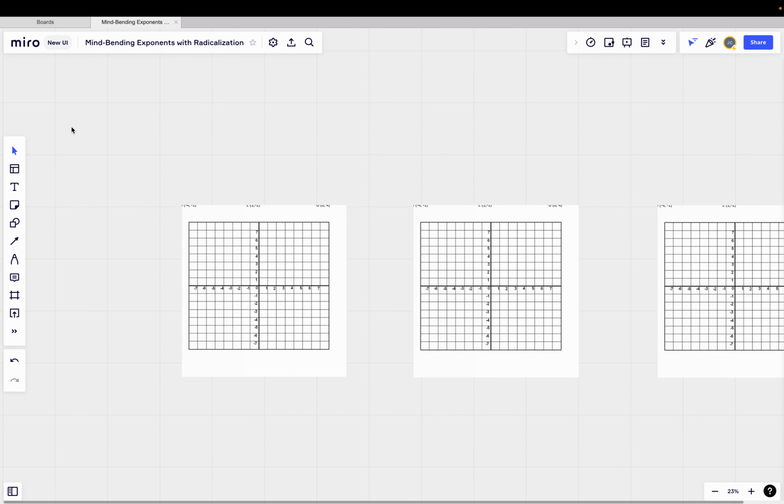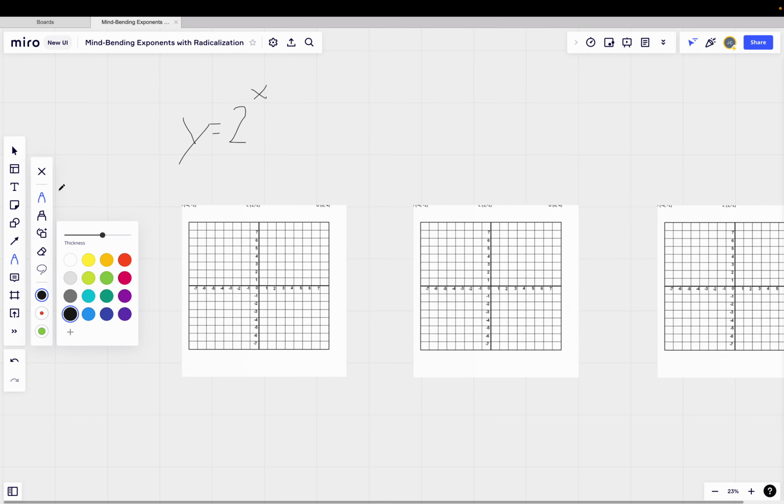Today we will be discussing exponential functions. So, we've got the function y equals 2^x, or should I say 2 to the x power. And now we have to graph this entire thing. This seems unrealistic. How are we supposed to graph something to the x power?